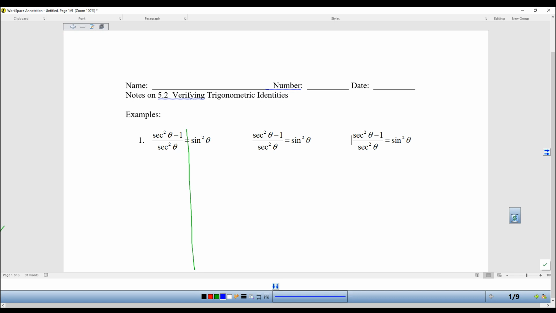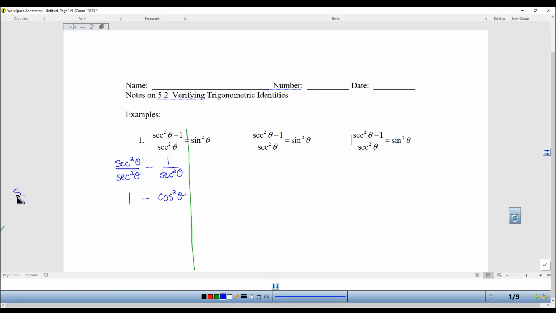So strategy number 1 is to break this fraction into 2 separate fractions. I have a single denominator, a monomial, and even though you're used to getting a common denominator to put 2 fractions together, instead I'm actually going to use that to take the 2 fractions apart. And then secant squared divided by secant squared is 1. And 1 over secant squared, using my reciprocal identity, is going to be cosine squared.